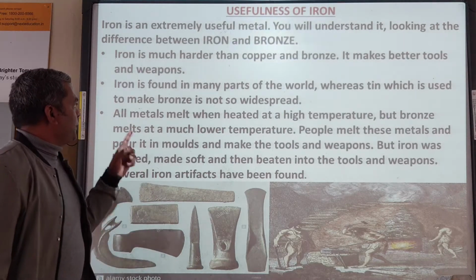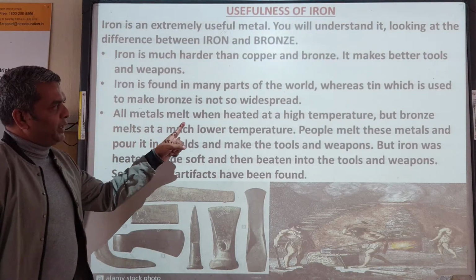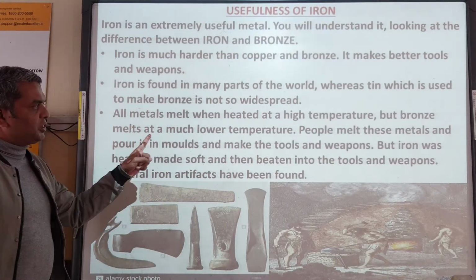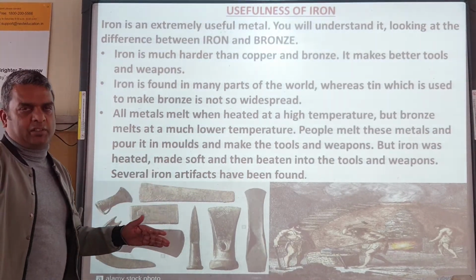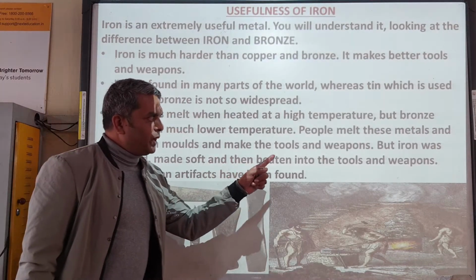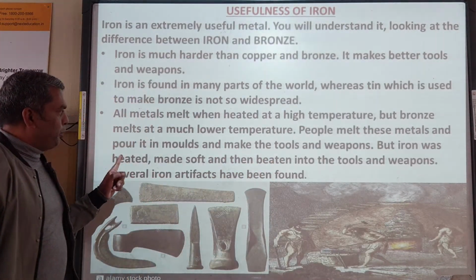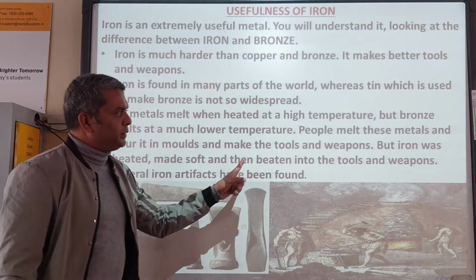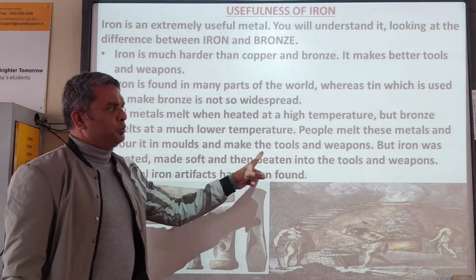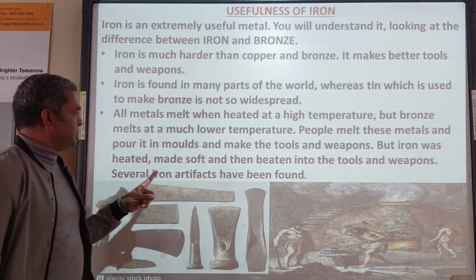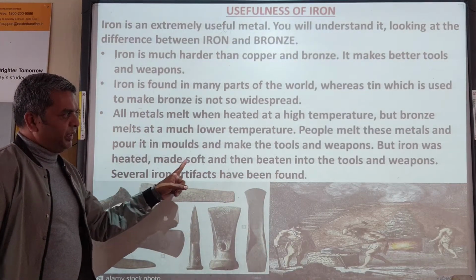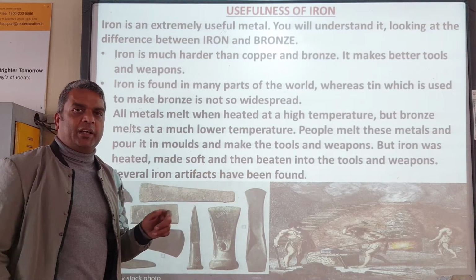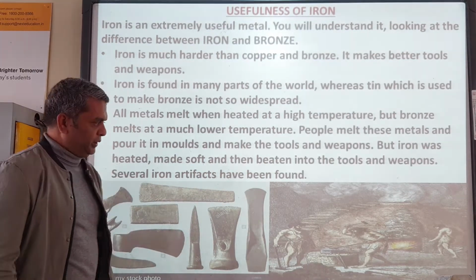All metals melt when heated at a high temperature, but bronze melts at a much lower temperature, so it melted very easily. So people melt these metals and pour it into molds. Once they melt it, they pour it and then make the tools and metals. But iron was heated, made soft, and then beaten into tools and metals. Because iron was hard, they had to heat it and beat it, hit onto it.